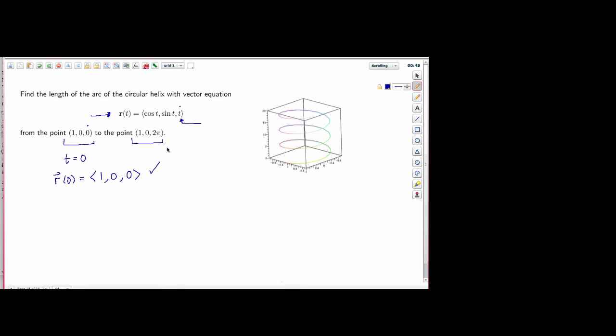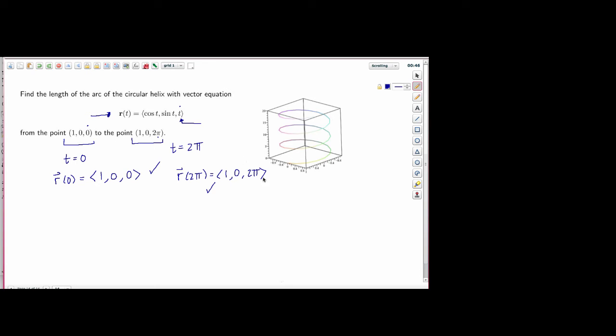And what about this point here? Again, in order to be on this curve, my third component is 2 pi. That would need to be t, so t needs to be 2 pi. So now let's check. What is r of 2 pi? Well, it's cosine 2 pi, which is 1, sine 2 pi, which is 0, and t is 2 pi. So this second point is also on my curve.